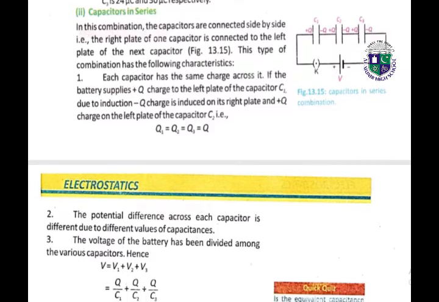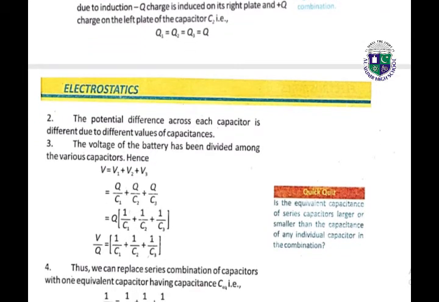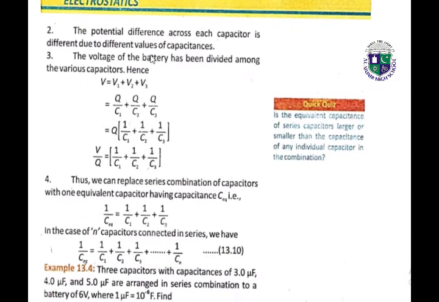Look at the characteristics of capacitors in series. Each capacitor has the same charge across it. If the battery supplies plus Q charge on the left plate of capacitor C1, due to induction minus Q charge is induced on its right plate, and plus Q charge on the left plate of capacitor C2. So it means that Q is equal to Q1 equals Q2 equals Q3. Number 2, the potential difference across each capacitor is different due to different values of capacitances. Number 3, the voltage of the battery is divided among the various capacitors.